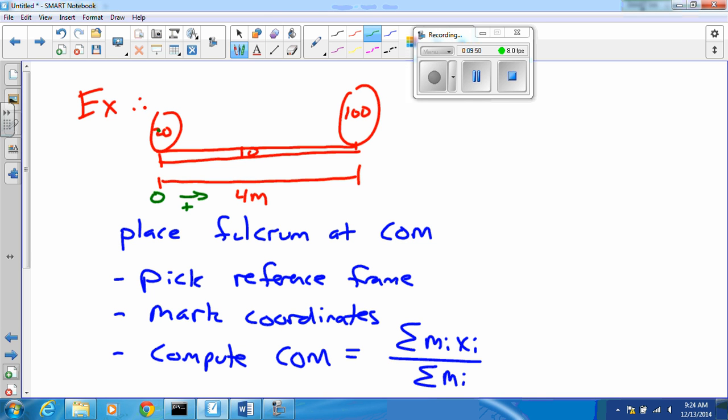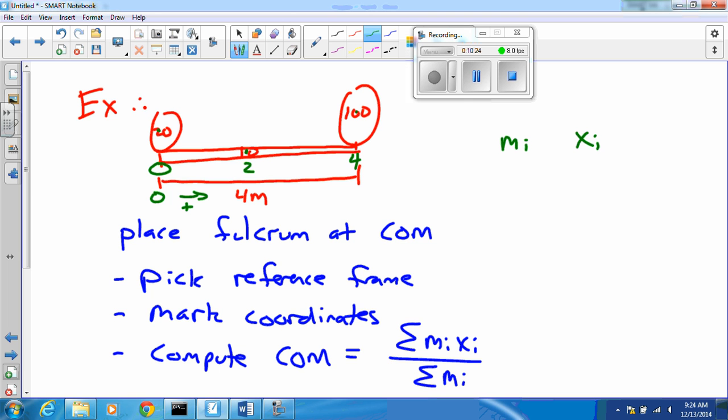And now we're going to go through and mark coordinates for each one of our objects. Notice we have 1, 2, 3 objects. We have the girl, we have the seesaw itself, which has mass, and we also have the father. So we're going to have the girl here at 0. The seesaw, the plank here, is an extended object. We're going to place its location at its own center of mass, which is right here in the middle, which is at 2. And then the father is all the way at the other end.